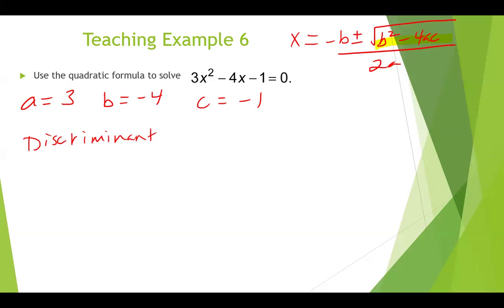I think I spelled discriminant right. I hate spelling this word. I either put extra I's or extra M's. Who knows? I put extra something.